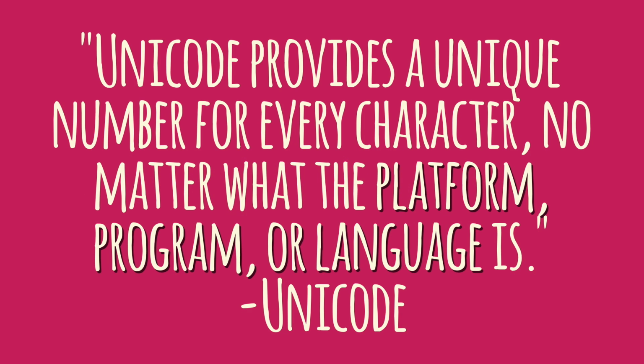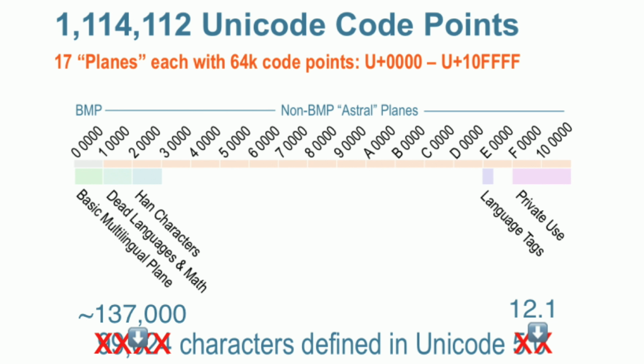In Unicode's own words, they provide a unique number for every character, regardless of what the platform, program, or language is. So it's sort of directly attacking this problem where you might be on a different platform and a character could show up a different way because it's using a different encoding. Unicode wants to sort of cover all that ground.